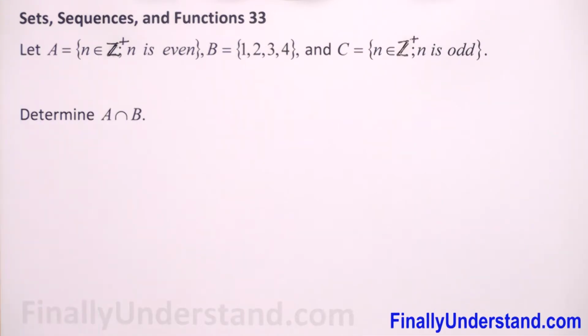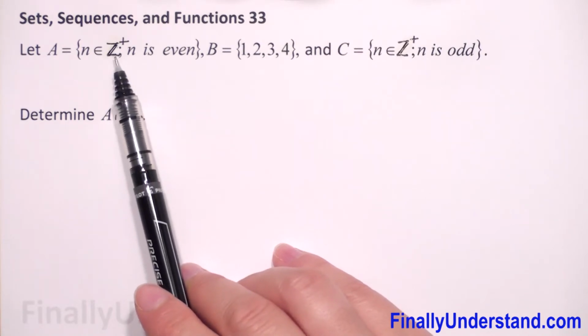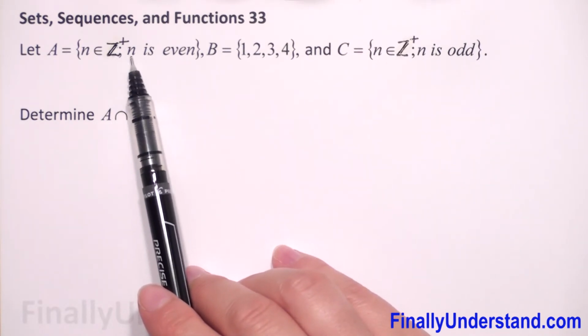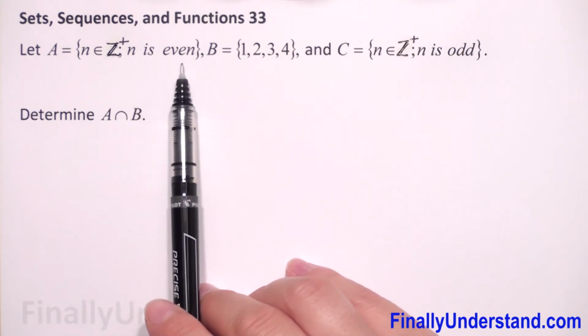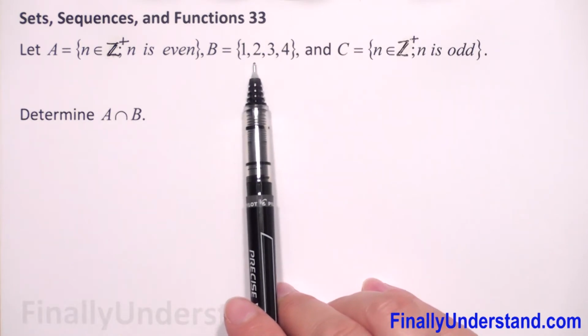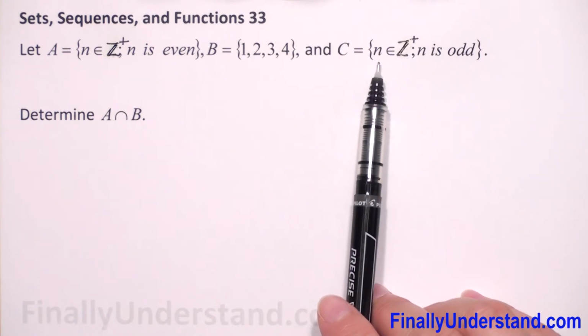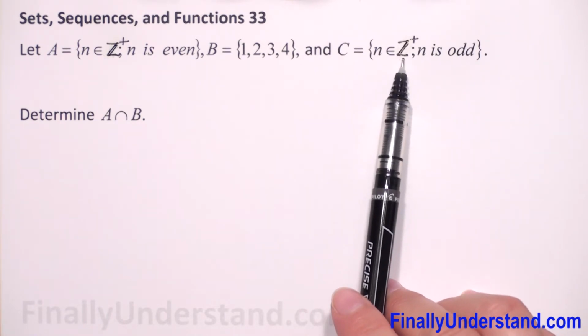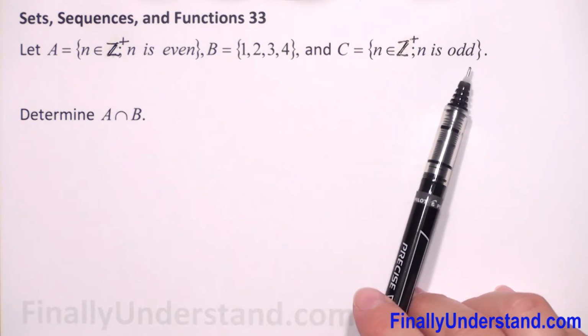We have given set A, and set A has elements which belong to Z plus. It means we have here only positive integers, and n is even. Set B has elements 1, 2, 3, 4, and set C has all elements belong to Z plus. So again we have positive integers, and n is odd.